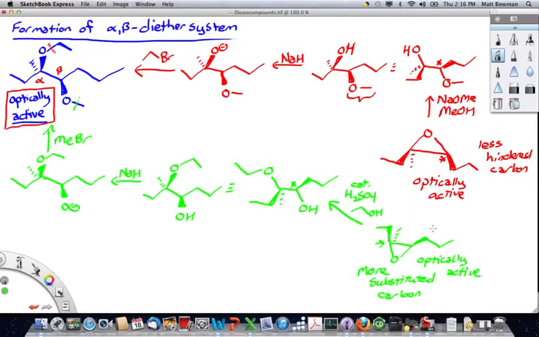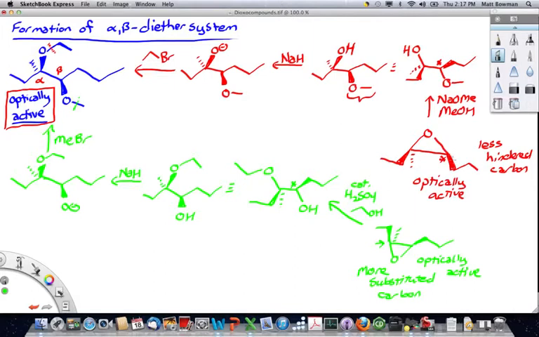Like so. And so, either way, if we take this optically active epoxide and treat it with acid and ethanol, followed by deprotonation with sodium hydride to give us our alkoxide, which we do with the substitution, gives us this molecule. Or we can start off with this epoxide, the red epoxide, and go through a base nucleophilic attack with methoxide to give us this alcohol, which we deprotonate and do the SN2 reaction. We get the same diether.